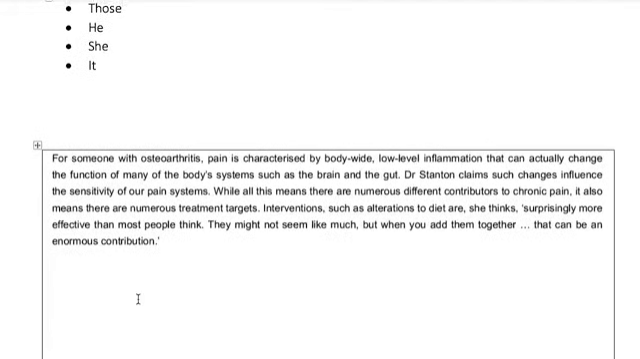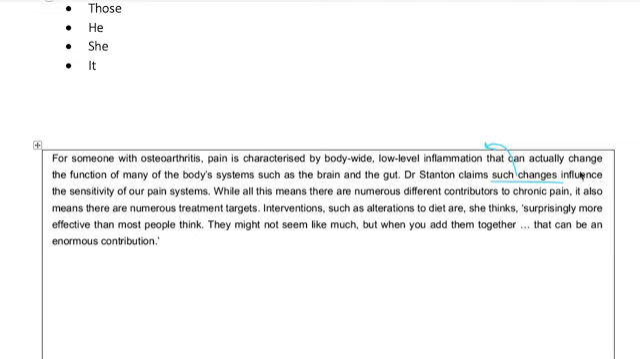For someone with osteoarthritis, pain is characterized by body-wide, low-level inflammation that can actually change the function of many of the body systems, such as the brain and the gut. Dr. Stanton claims such changes. Well, there's a first one, isn't there? Such changes. If you had to say what these changes are, that's referring back to changes that were mentioned in the previous sentence. So there's a first piece of referencing.